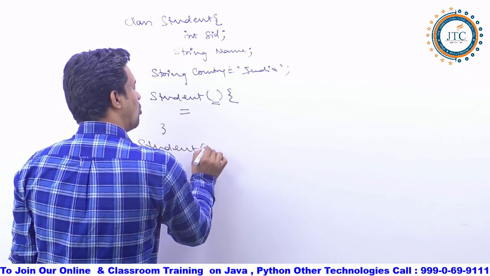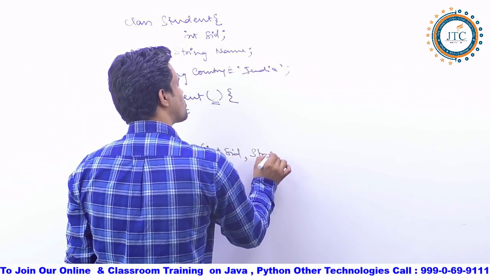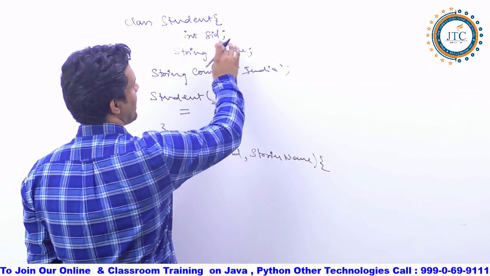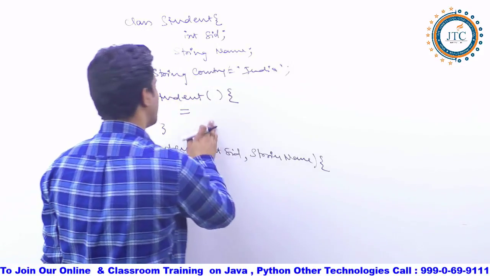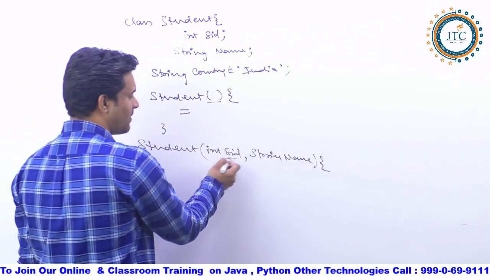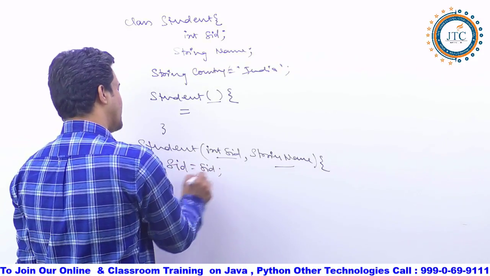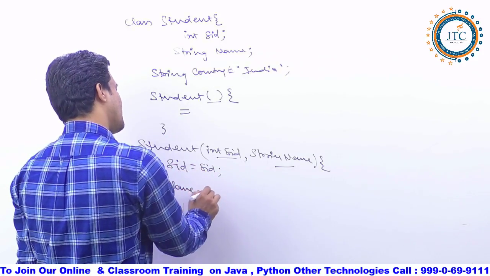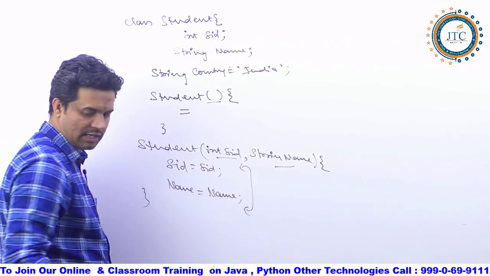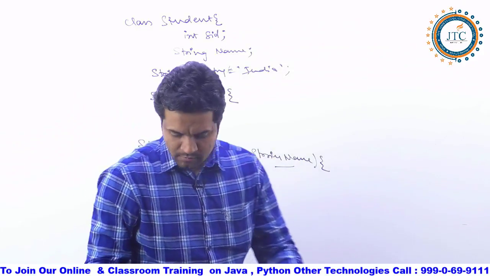Here inside this, I am writing int SID and string name. So in different cases I write different things. In one case, I have not written anything here and have not given any parameter. In another, I have given two parameters: SID is equal to SID, and name is equal to the name I am writing. These are the different forms I have written. Guys, are you getting it?